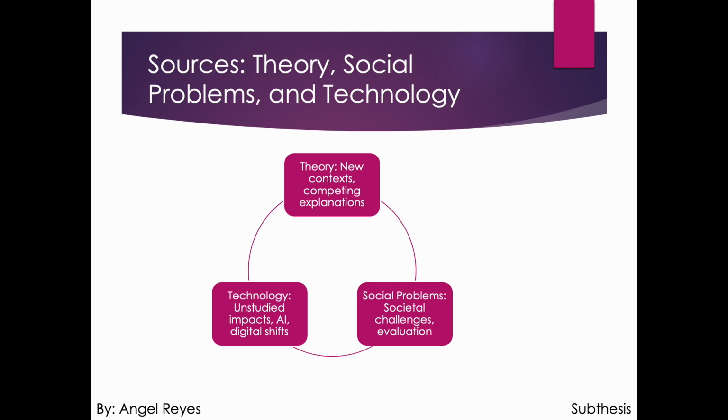Theory-based research problems emerge when researchers apply established theories to new contexts, test competing theoretical explanations, or challenge theoretical assumptions. For example, a researcher might examine whether a communication theory developed for face-to-face interactions applies in virtual environments. Social problems often generate research questions about current societal challenges requiring evidence-based solutions or evaluations of existing programs and interventions. For instance, increasing homelessness among older adults might prompt research on housing intervention effectiveness.